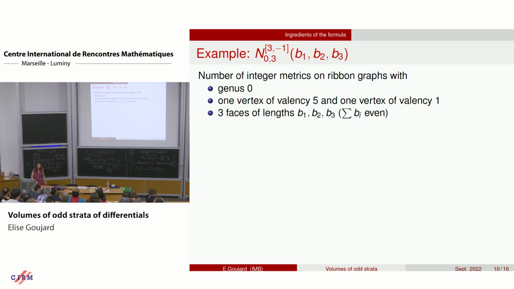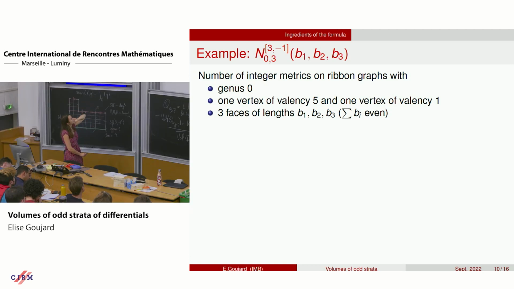Let's see what this polynomial looks like. I will focus on this case, where k is 3 minus 1, in genus 0. I want to compute the number of integer metrics on genus 0 ribbon graphs with one vertex of valency 5 and one vertex of valency 1. And I get 3 faces that have lengths b_1, b_2, b_3.